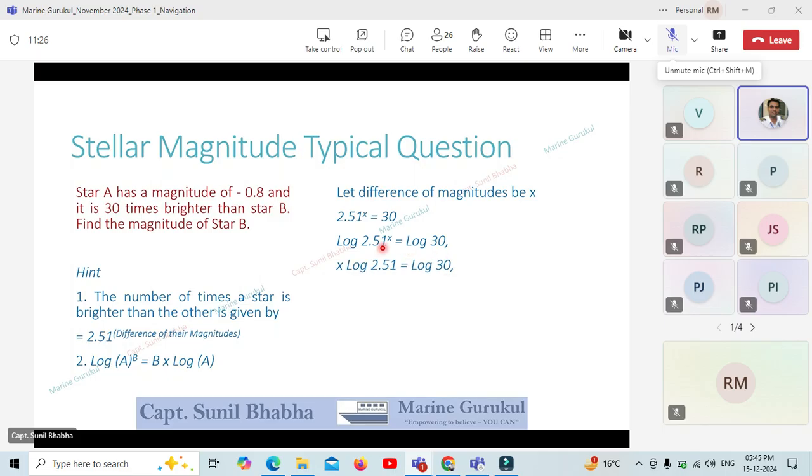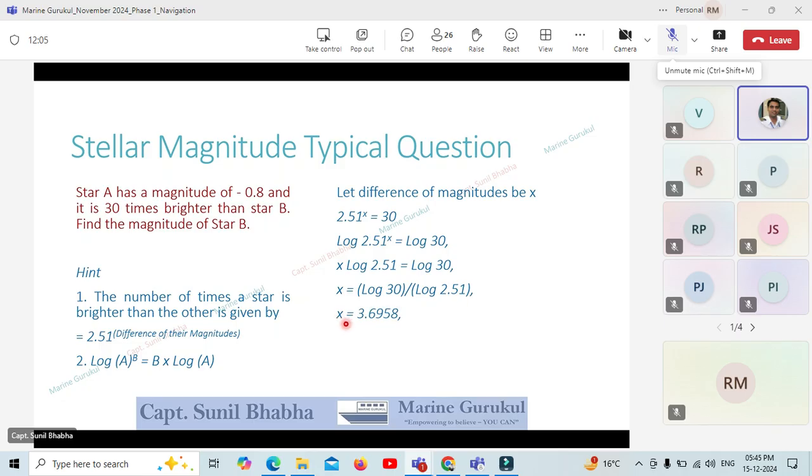Now applying the logarithmic formula which we saw, log of a raised to power b is equal to b multiplied by log a. Similarly, you see log of 2.51 raised to power x is equal to x multiplied by log of 2.51, and this is equal to log of 30. Now keeping x on one side and taking the other items on the opposite side, we get x is equal to log 30 upon log of 2.51. We can easily solve this using our scientific calculators.